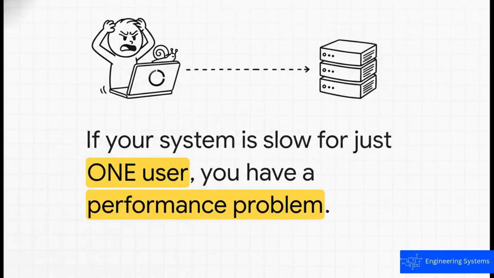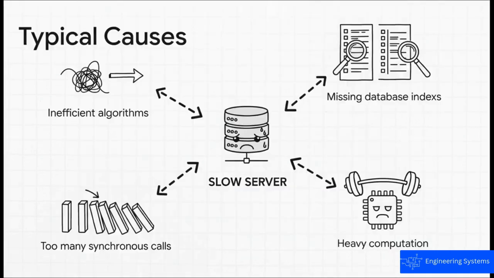And here's the golden rule, the simplest test you can run. If your system is slow for just one single user, when there's basically no traffic at all, you do not have a scalability problem. You have a performance problem, plain and simple. It means the system itself is just not efficient at its most basic job. And usually the culprits are hiding right there in the code. Maybe it's a clunky algorithm doing way too much work, or a classic one, you're missing a database index and forcing a full table scan for every query. The good news? These kinds of things can often be fixed with targeted code changes.